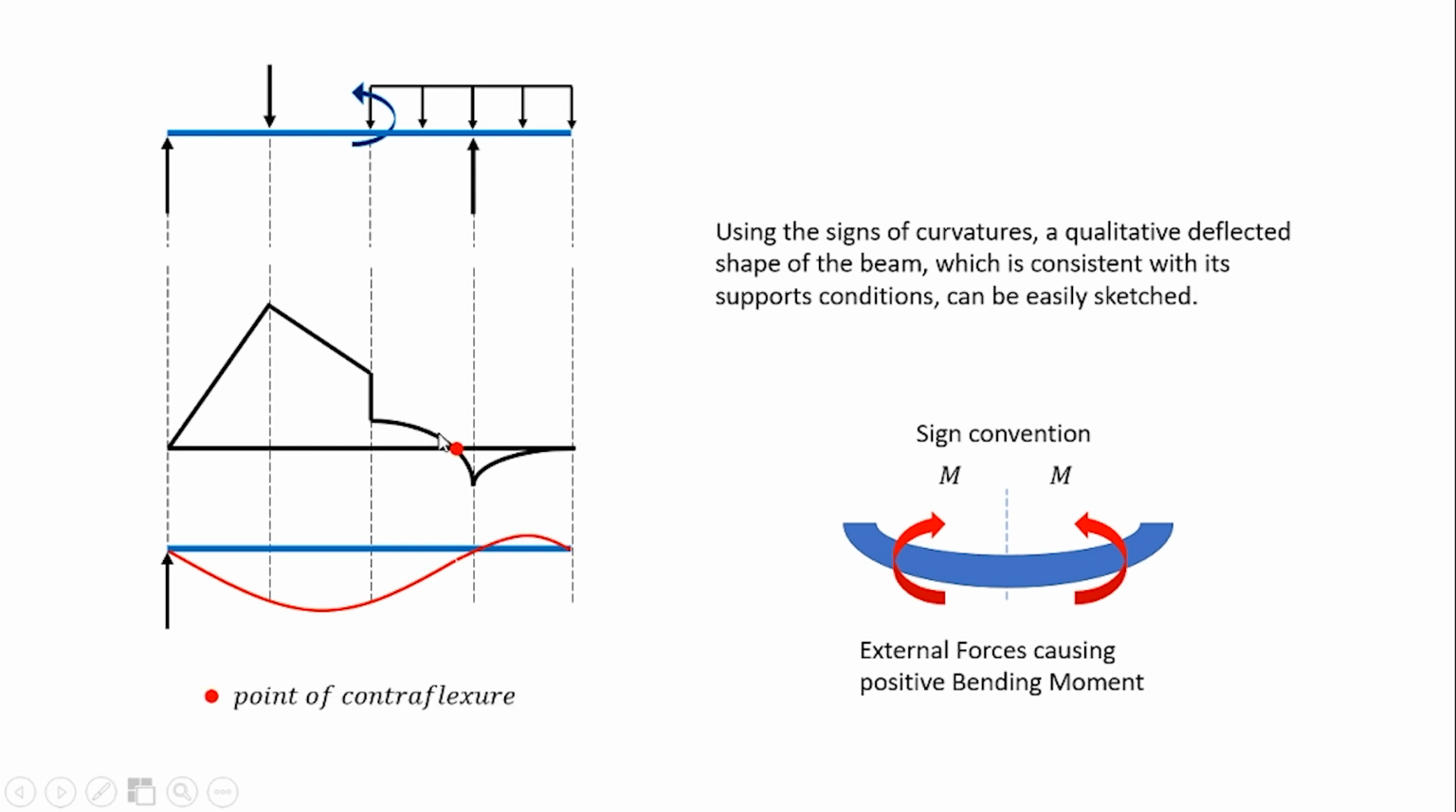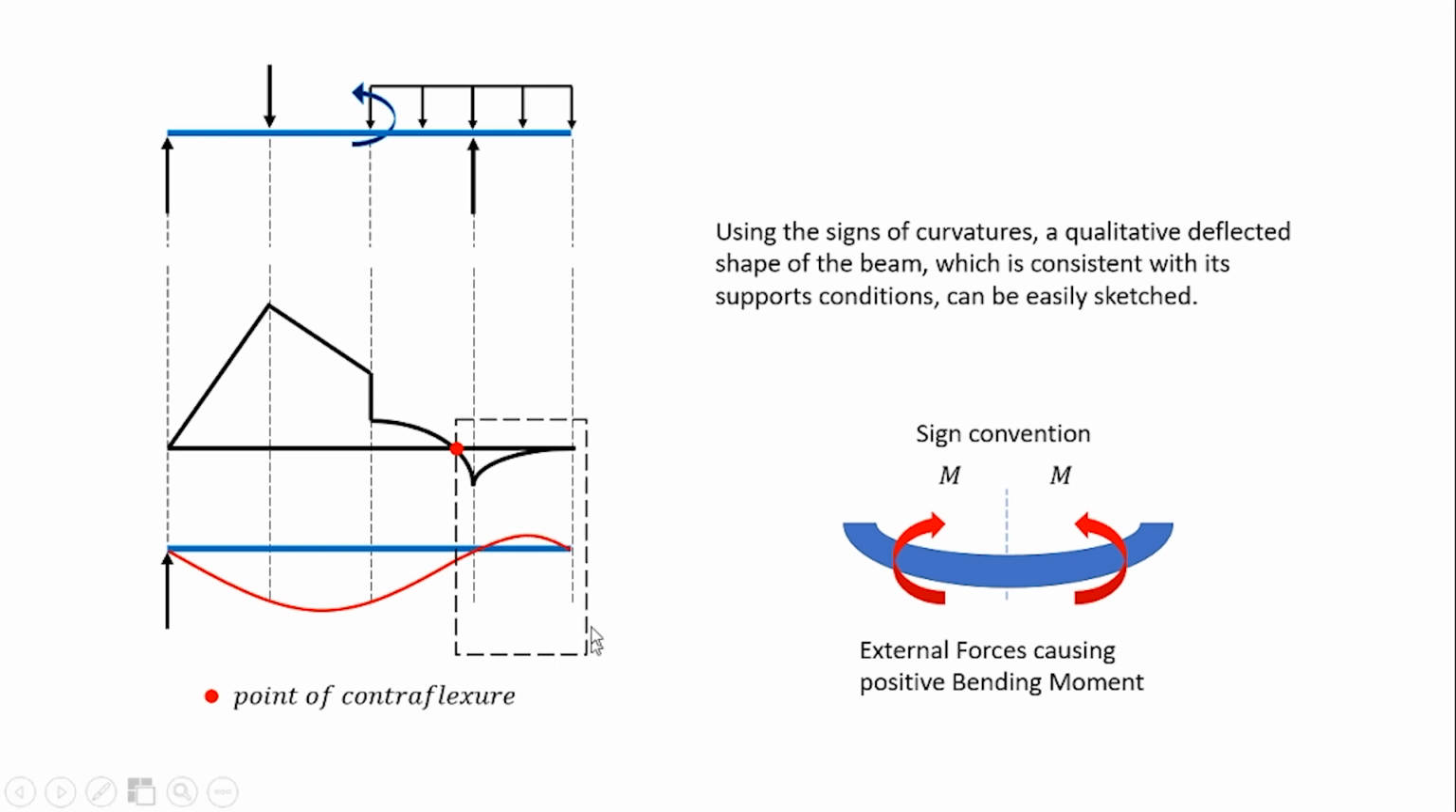So, itong point, kung saan tayo nag-zero sa moment, yan yung tinatawag natin na point of contraflexure. Dyan nagbago yung bending natin, so from positive to negative. And kung mapapansin din natin yung point niya dito sa elastic curve, dito din nag-start yung change of curvature niya, so from upward na curvature to downward na curvature.